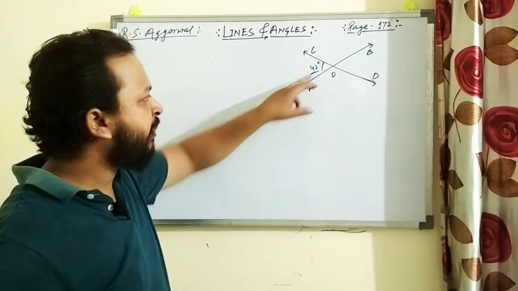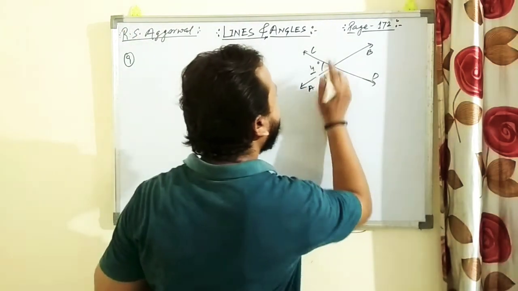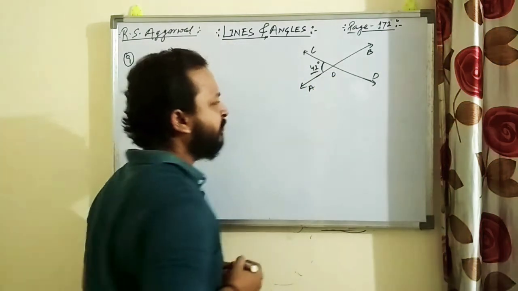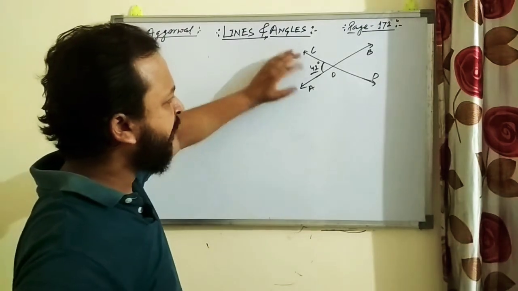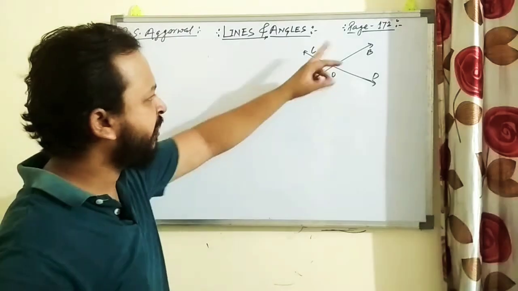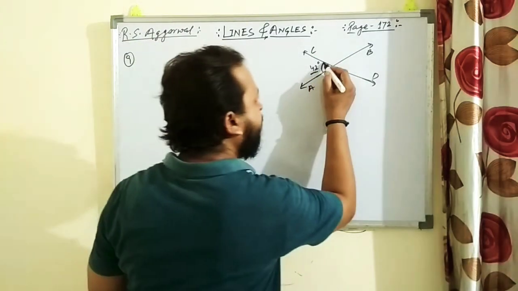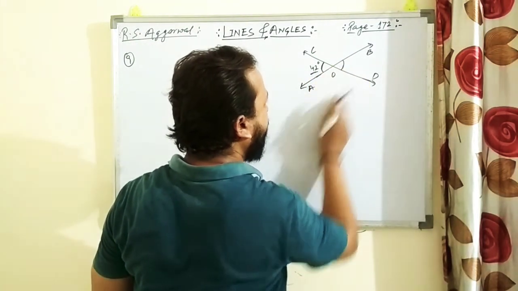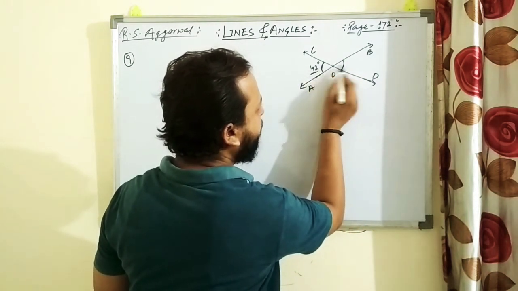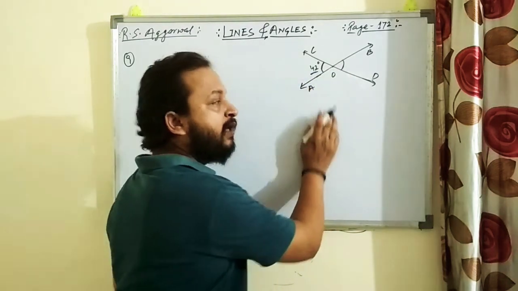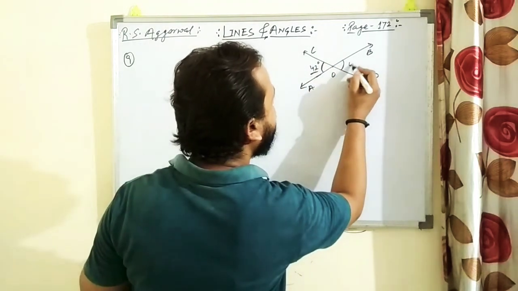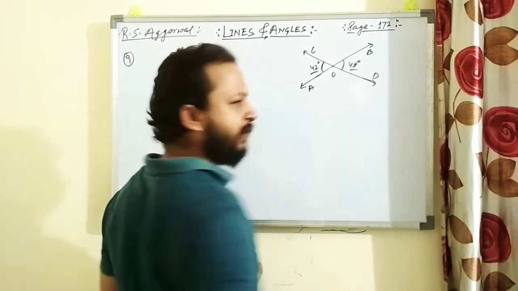So this angle is 42 degree, right? This is 42 degree. And one more thing, you know that if two straight lines intersect at a point, they are making angles, right? They are making 4 angles. So this angle is equal to this angle. Why? Because they are vertically opposite angles, because this is the vertex and they are opposite angles of the vertex, right? So that is why they are known as vertically opposite angles. So if this is 42 degree, this is also 42 degree, right?